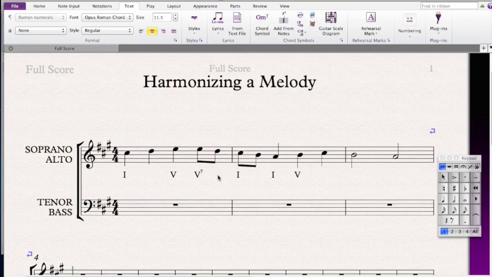Then this is a third scale degree, so I'm going to give it a 1. And this is a second, so I'm going to give it a 5, and this is a 1, so I'm going to give it a 1.